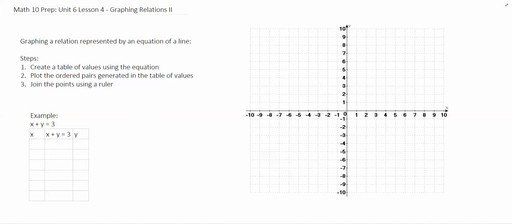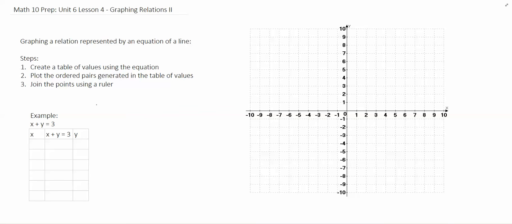So to start with, we're going to take the equation. The first thing we'll do is create a table of values. Then we'll plot those ordered pairs generated in the table of values. Then we'll join those points using a ruler. Now that's difficult online, but if you can do that on paper and pencil, it's better that way. So we're going to start with creating the table of values.